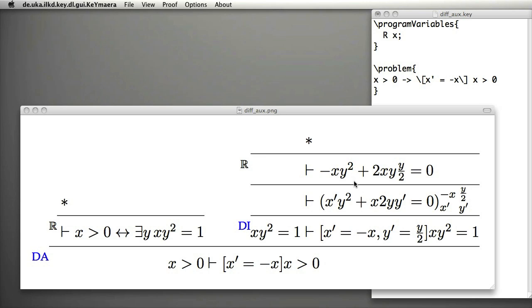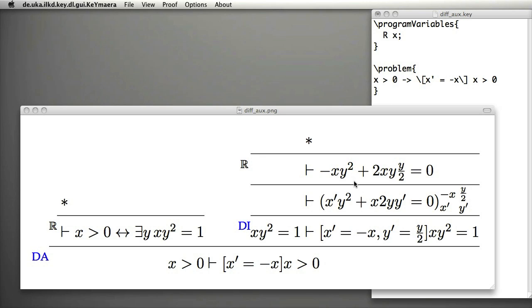If you want to visualize what's going on here in terms of the actual solutions to these differential equations, you can think of y prime in terms of its solution. So the solution to y prime equals y over 2 is just e to the 1/2 t. So y squared is just e to the t. Remember that the solution to x prime equals minus x is just e to the minus t. So now our property becomes e to the t times e to the minus t equals 1.